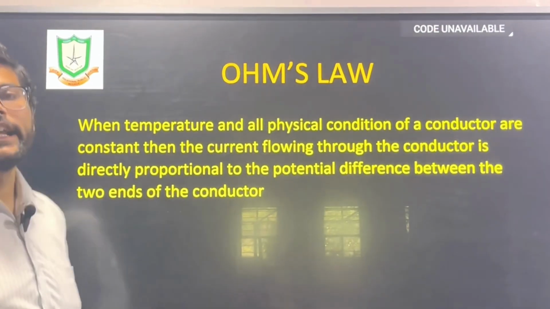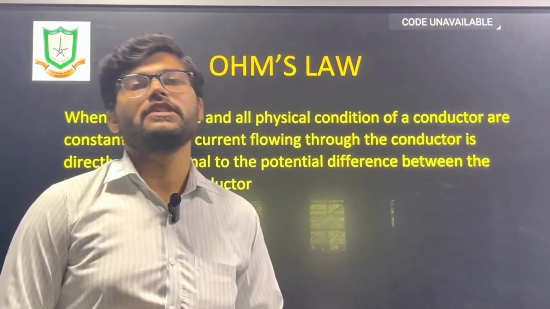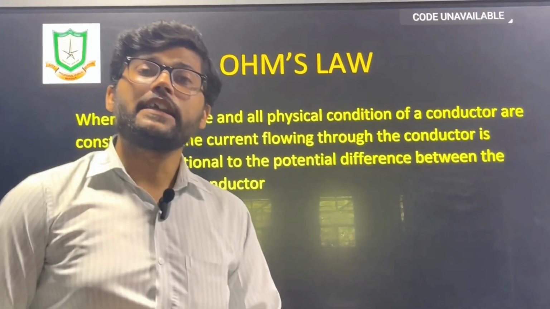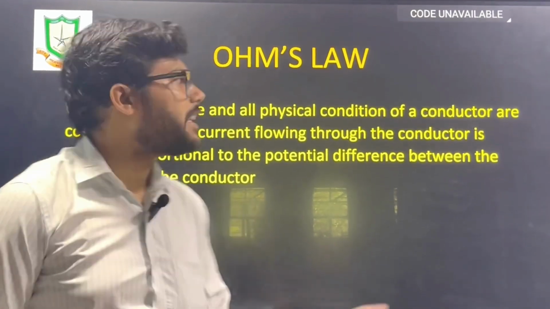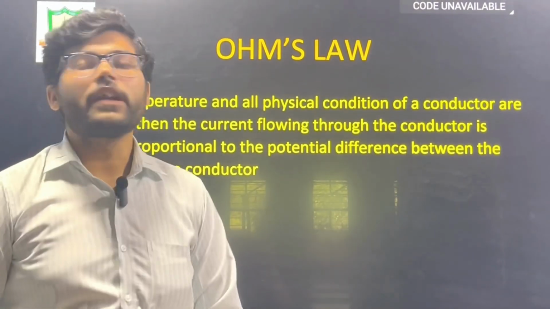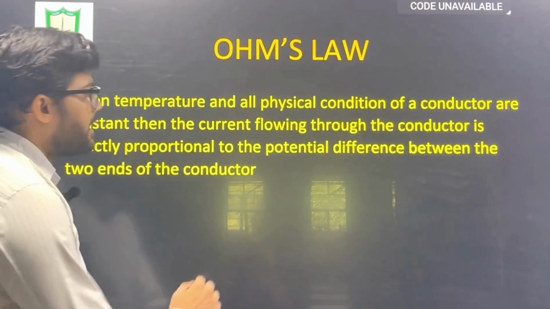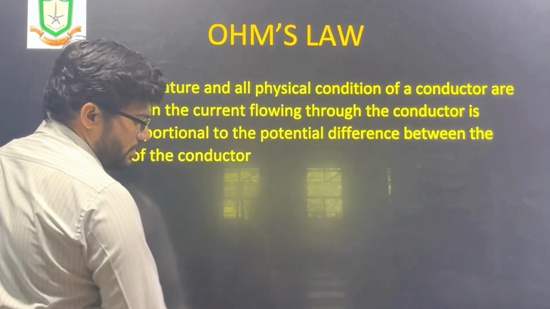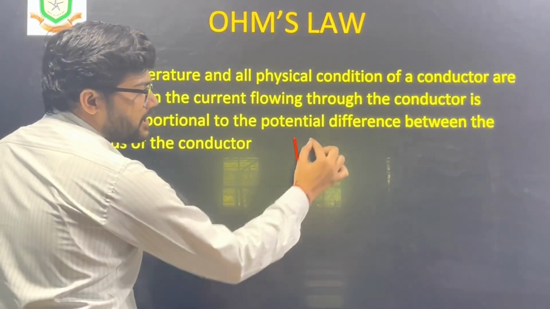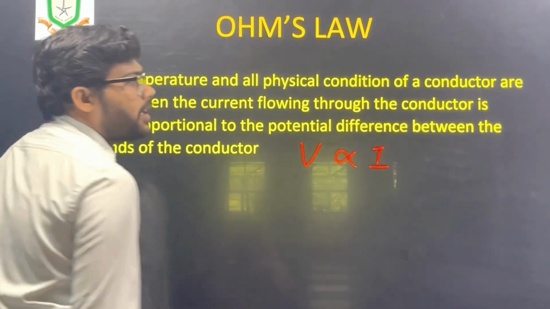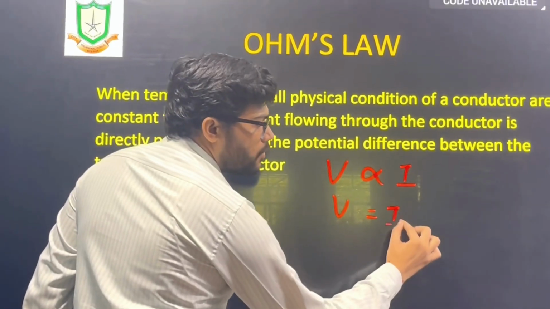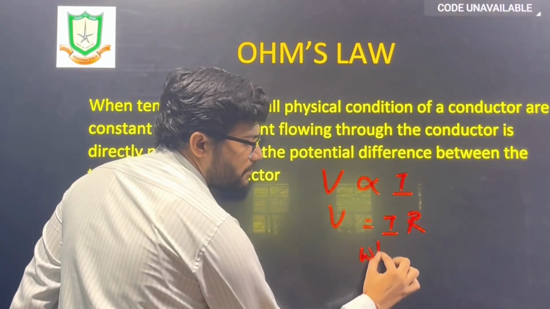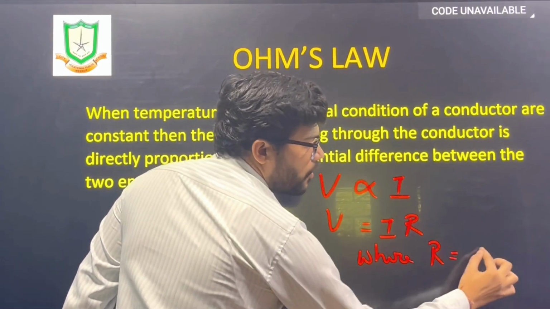Now what is Ohm's law? According to Ohm's law, when temperature and all physical conditions of a conductor are constant, then the current flowing through the conductor is directly proportional to the potential difference between the two terminals of the conductor. So what it says is the potential is directly proportional to the current of the conductor. We can write V is equal to IR, where R is constant.